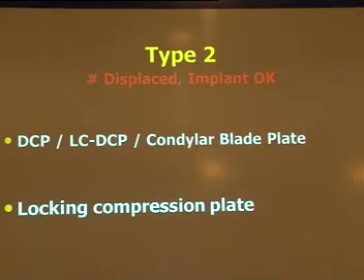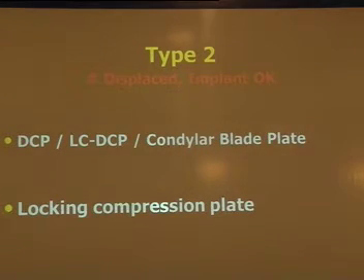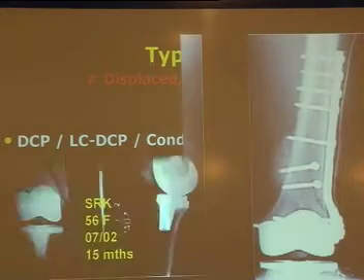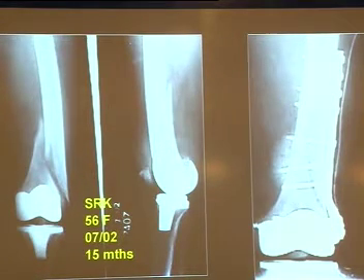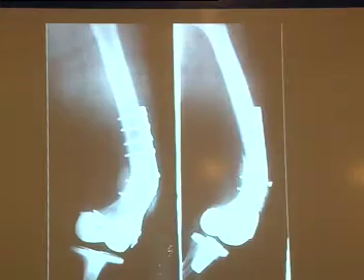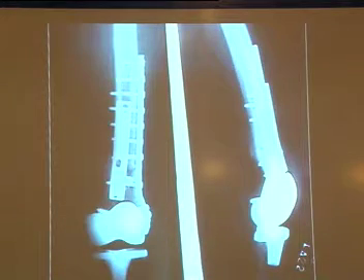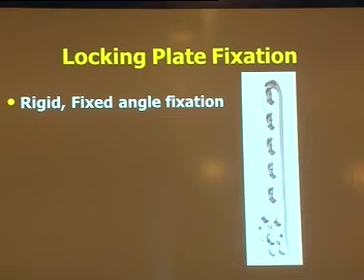So to my mind, the usual options are DCP, LC-DCP, or the condylar plate, but locking compression plates, I think, have taken us a long way in managing these fractures. Here's an example of a type 2 fracture in a 56-year-old lady, 15 months post-surgery, implant is well fixed. She was treated with this condylar plate with an allograft that was put on the medial side. And at follow-up, this plate also bent, it gave in, and then was subsequently treated by a double plating and finally a good outcome.